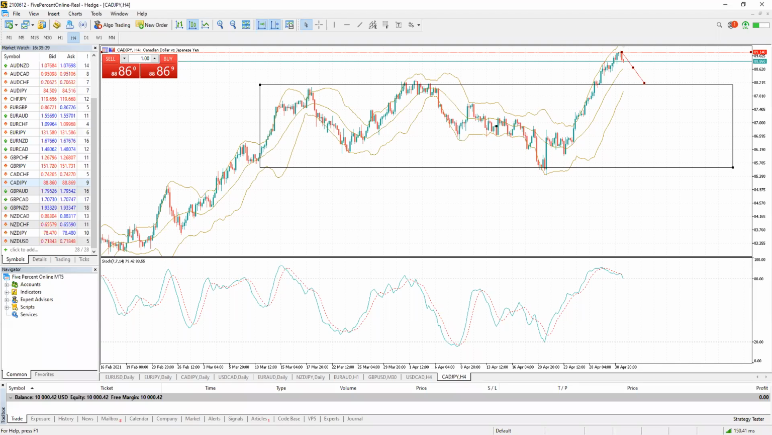I took a sell on the dollar yen. I have to open it.